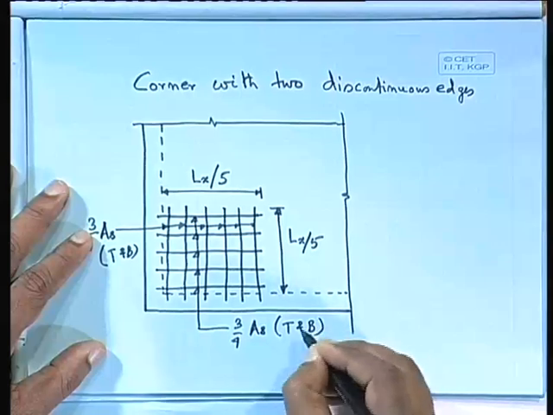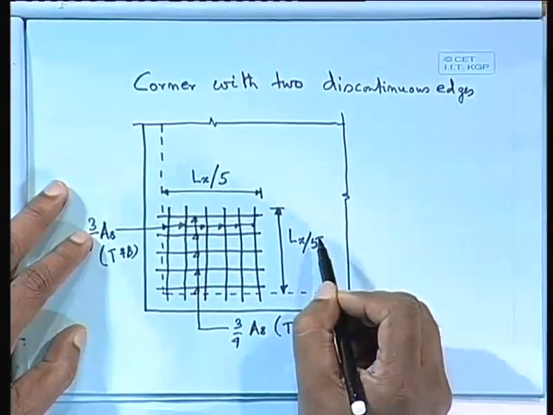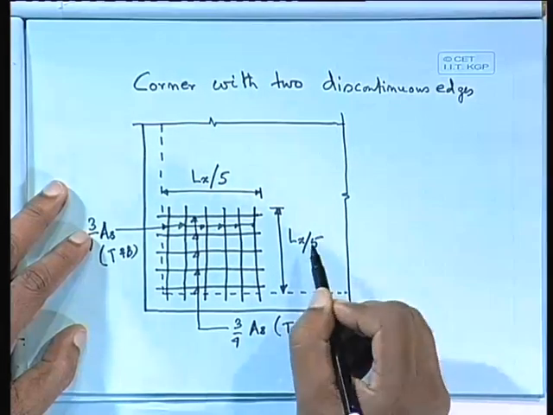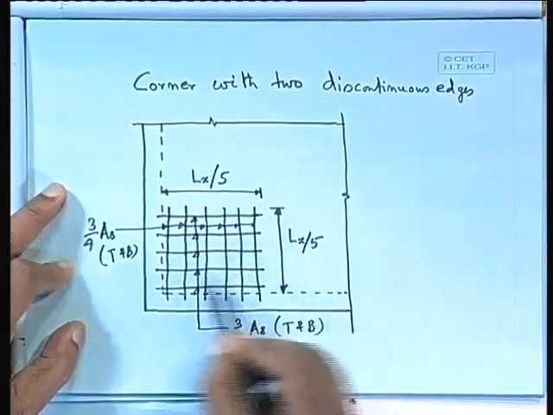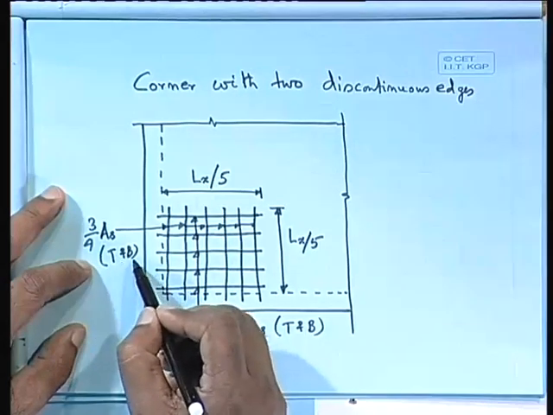So, we are not directly computing that. What we are doing, since we know the span moment for the longitudinal side as well as the shorter side and the longer side, we shall take the shorter side one, and 3/4 of that we shall provide here, and that is why we write down top and bottom.